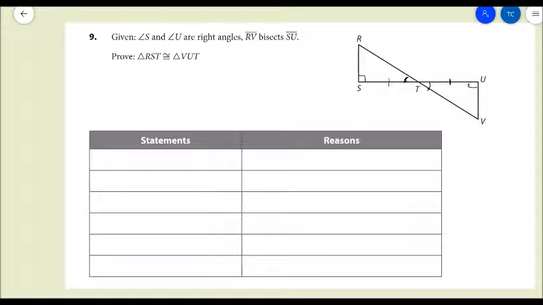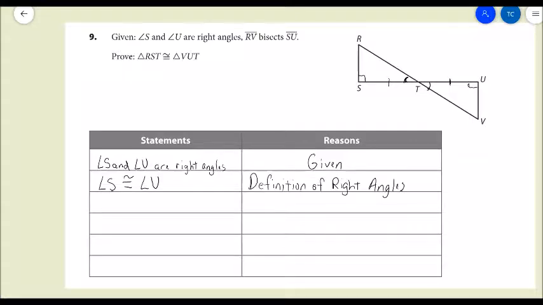So I'm going to start with what's given. Now they're right angles, so that means they're congruent. They both equal 90 degrees. Just put that in there real quick. All right, and now I can go after the other one it gives me, which is RV bisects SU. And that tells me that ST is congruent to TU.